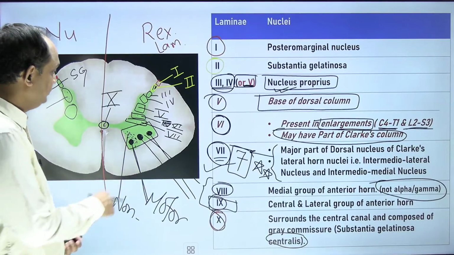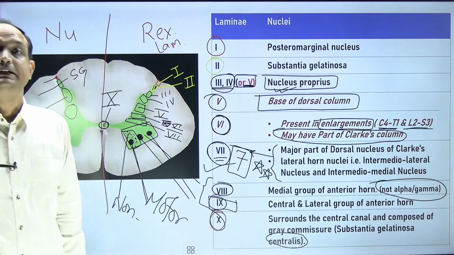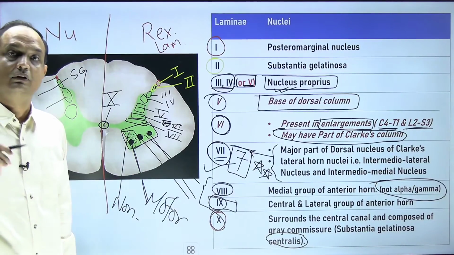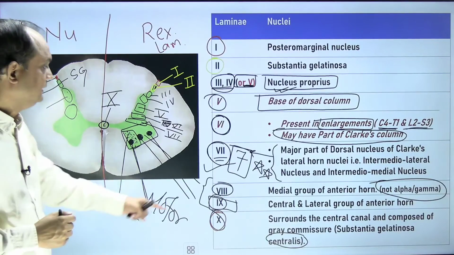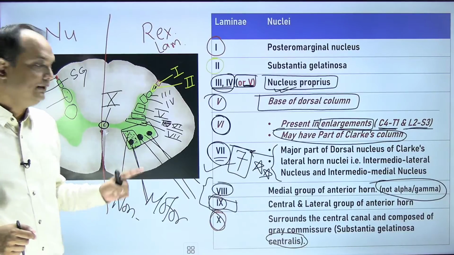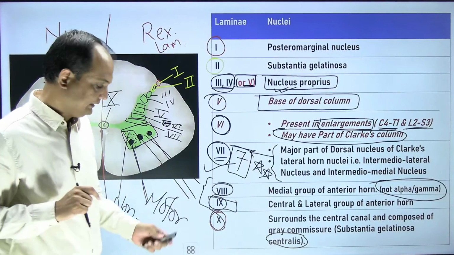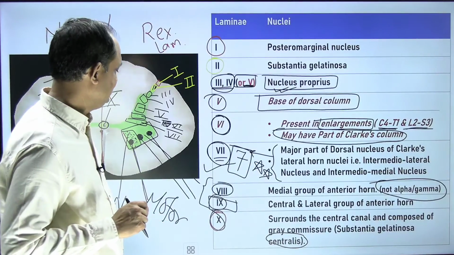Clear? Now this area, you have to mark carefully: the medial part of the anterior horn has two sets of lamina, 8 and 9. The 9 is the motor neuron area and it is surrounded by Rexed lamina 8. Clear?